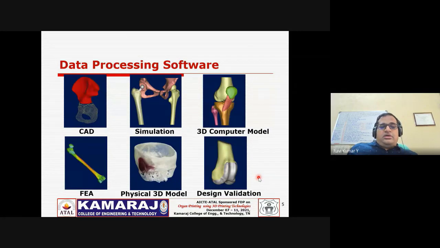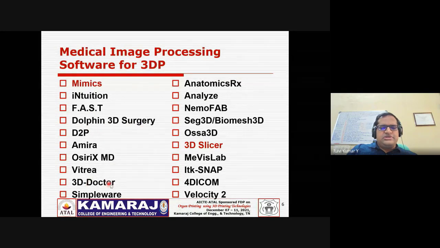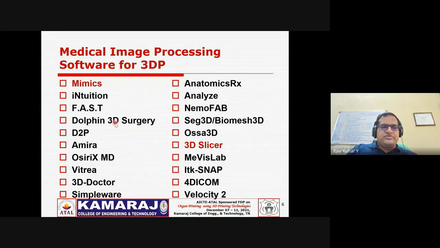So what are the various data processing software or medical image processing software that you come across, or can make use of? Several software tools are available. Some of them listed here are commercial software, like the ones we have at our place. We have the Mimics software from Materialise, so you can make use of that. Or otherwise you may have other software like Dolphin 3D Surgery, 3D Doctor, Simpleware, and several other commercial software.